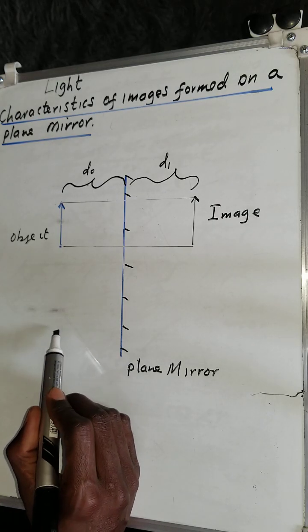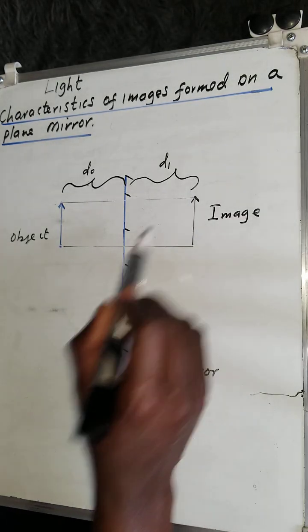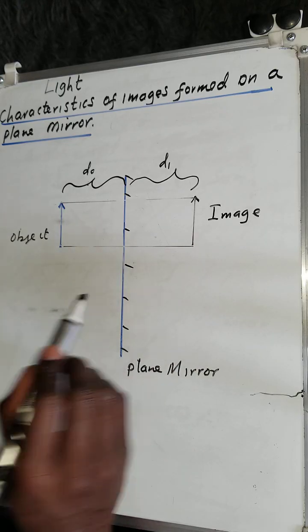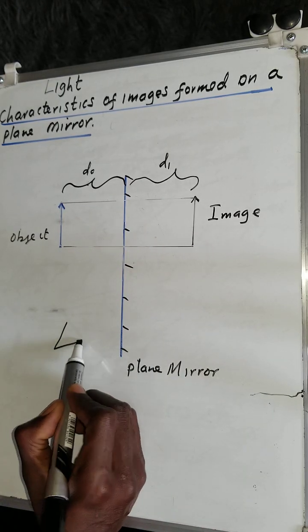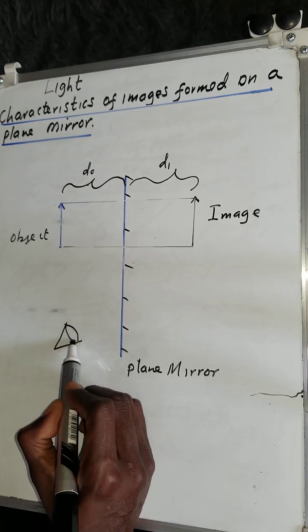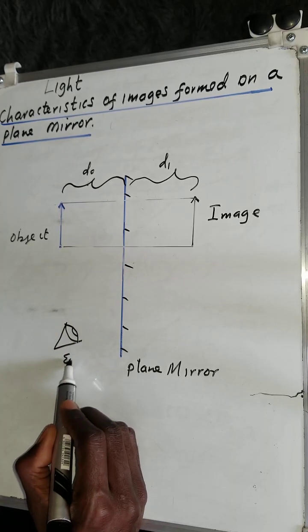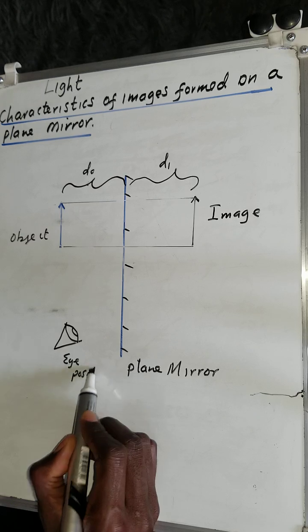Now let's assume that I've got the eye looking, because I'm looking at the image that is formed in the mirror. So I can put up the position of my eye. I can represent it like that. So let me say this is my eye position. You can put it anywhere.